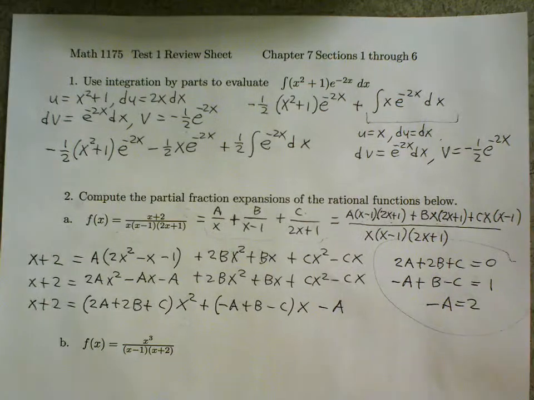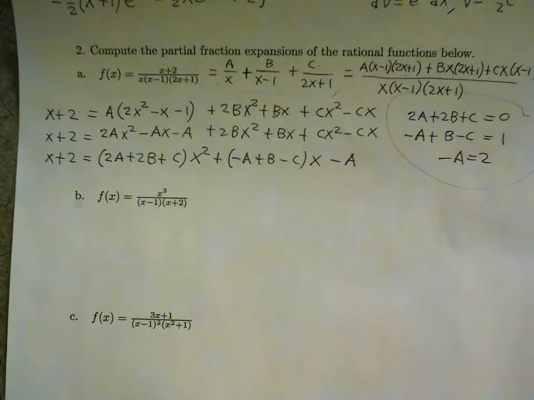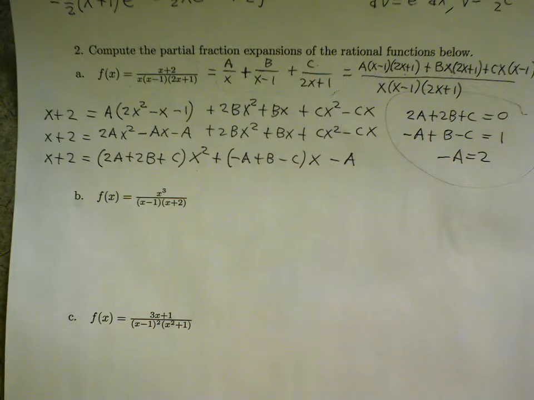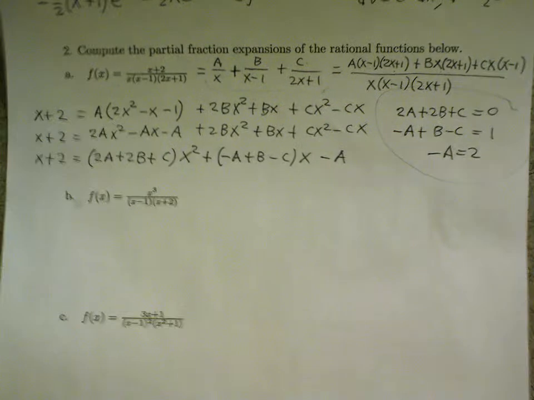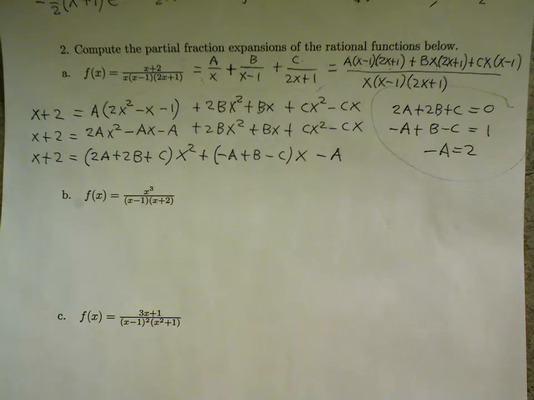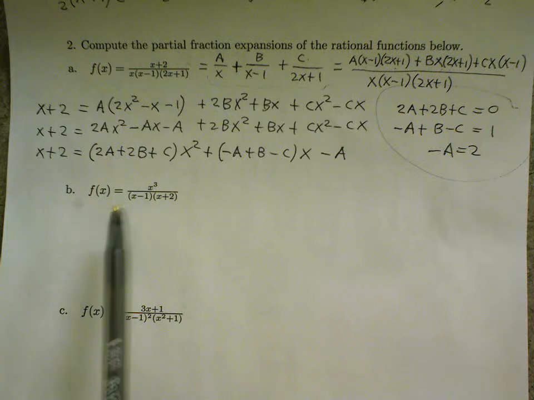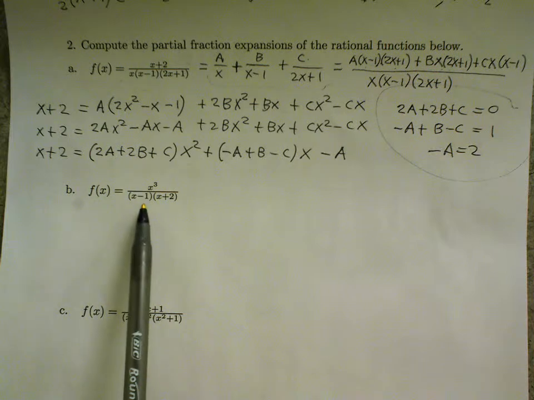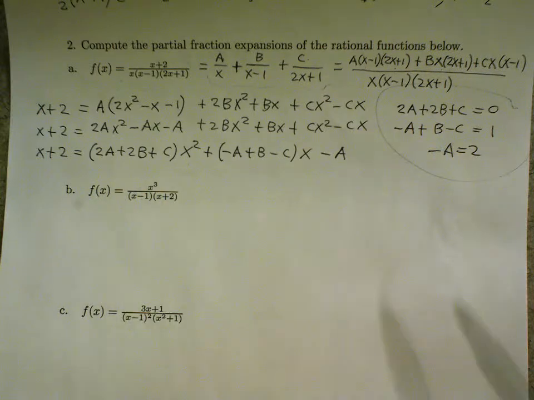Okay, the next problem, the next rational function, f of x equals x to the third divided by x minus 1 times x plus 2. Okay, so to compute the partial fraction expansion of this rational function, first we have to long divide the numerator by the denominator, because the degree of the numerator is bigger than the degree of the denominator.